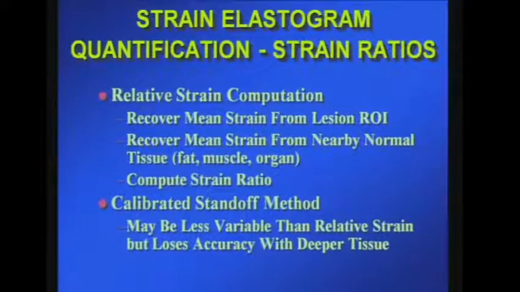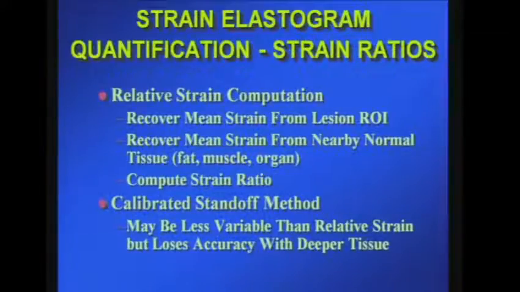So let's talk about strain elastography and strain ratios. As I mentioned before, it's a relative strain computation, and you get the strain from the lesion, and then you get the strain from a nearby normal tissue, such as fat, muscle, or another organ, and you compute the strain ratio. A variant of this is where you put a calibrated standoff pad in between the transducer and the tissue, for which you know the stiffness, and you can take the comparison of the lesion to that standoff pad and actually get a sort of a quantitative number for stiffness.